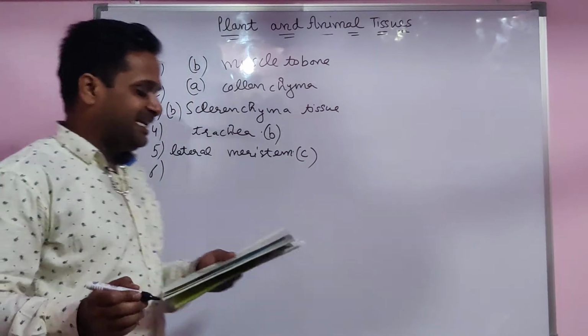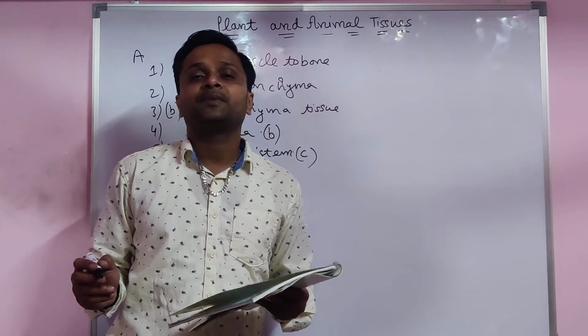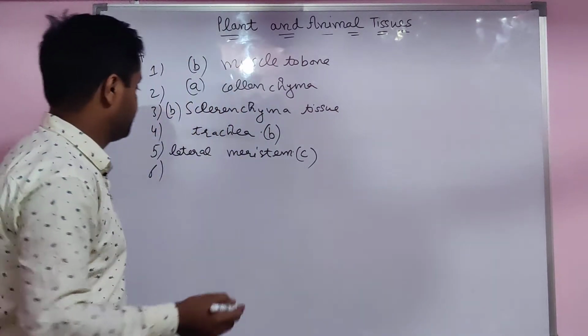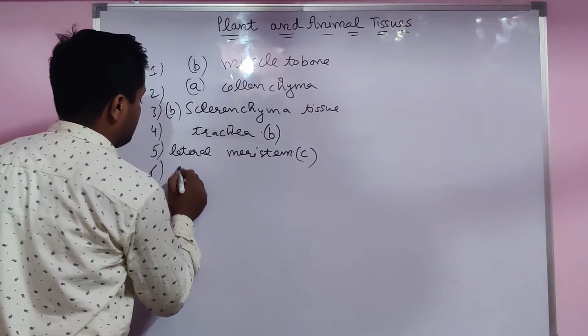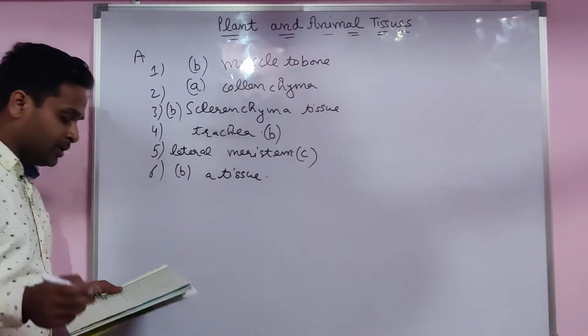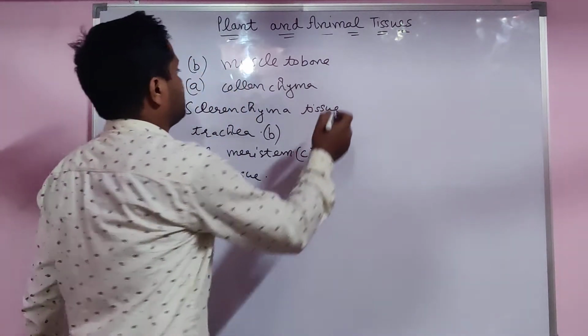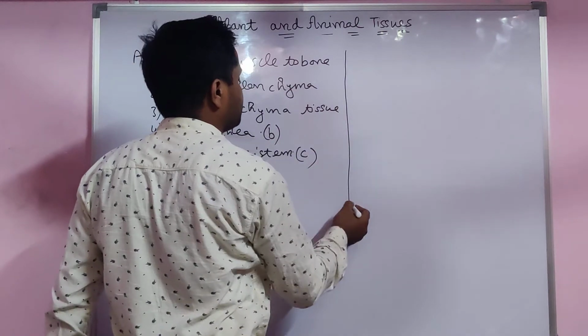Now, blood is an organ, a tissue, a cell, or a system. The answer is only a tissue. B part only, a tissue. So this one is the choose the correct one. Now come to the filling the blanks, B part.